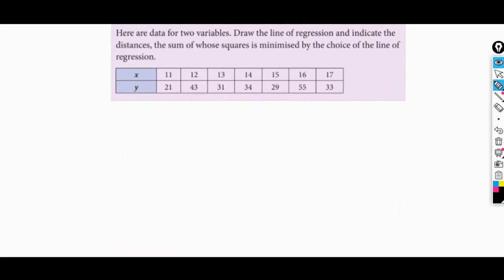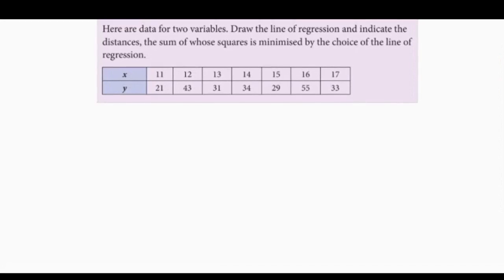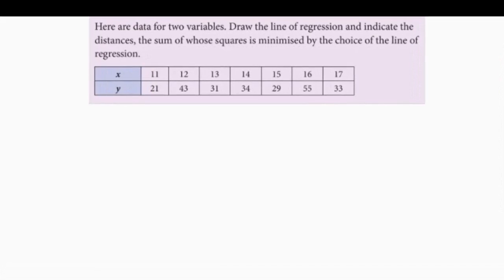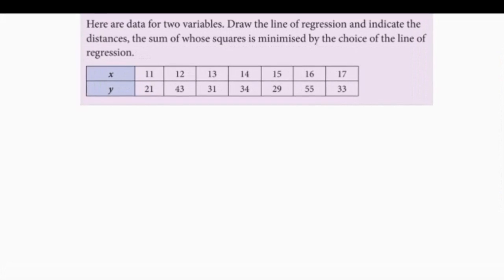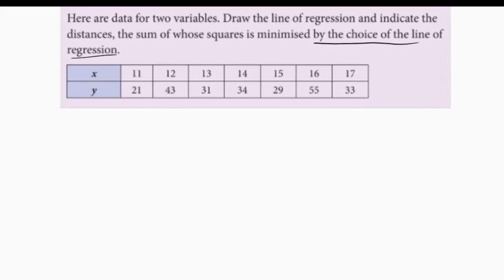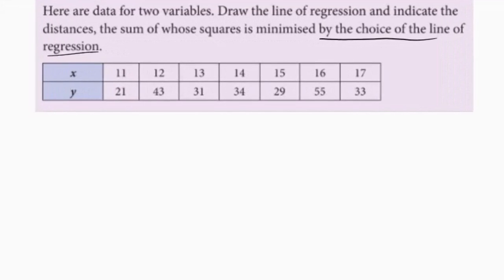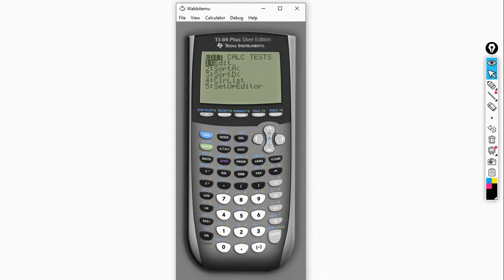We continue with example 7.14. And it says, here are data for two variables, x and y. Draw the line of regression and indicate the distances, the sum of whose squares is minimized by the choice of the line of regression. Okay, so for this, we're going to use the GDC. So again, we go to Stats and Edit, and then in List 1, I put in all the x values, and in List 2, I put in the y values.